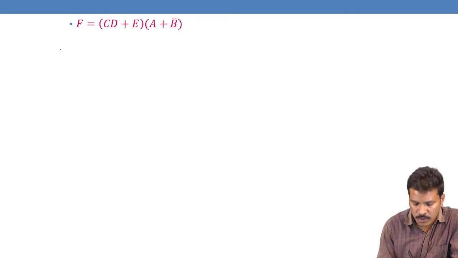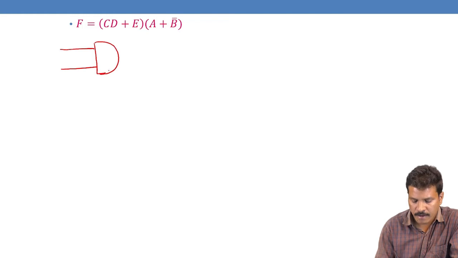CD is an AND operation. We can take the AND gate, and this AND gate output is ORed with the variable E.